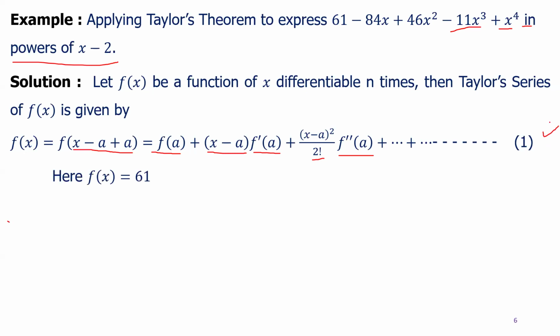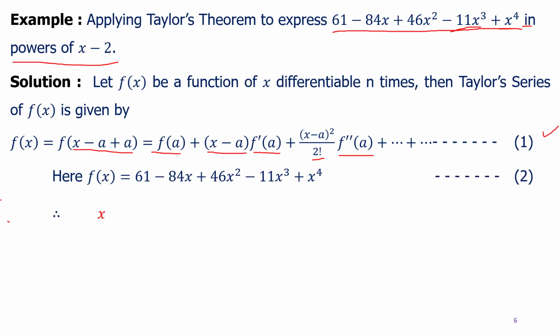Here, f(x) equals 61 minus 84x plus 46x squared minus 11x cubed plus x to the power 4. Therefore, x minus a is equal to x minus 2, because we have to express in powers of x minus 2, which gives us a equal to 2.